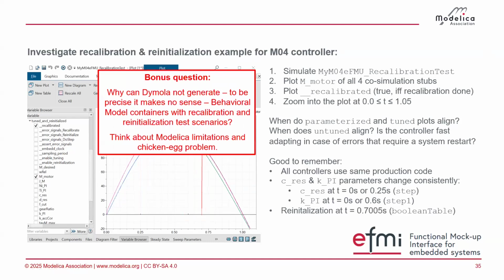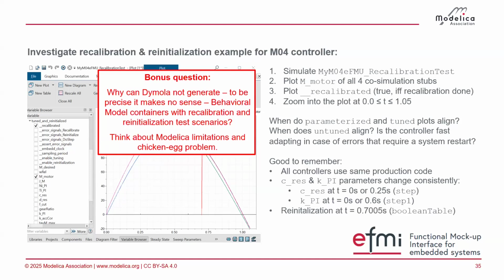And then I can ask you a bonus question, because I said at the beginning, this recalibration topic is something where Modelica is lacking as a language. And now we can ask the following question. Why can Dymola not generate, to be precise, it makes no sense, behavior model containers with recalibration and/or reinitialization test scenarios? Why is that not possible? Why can you not generate such a behavior model container for Modelica?